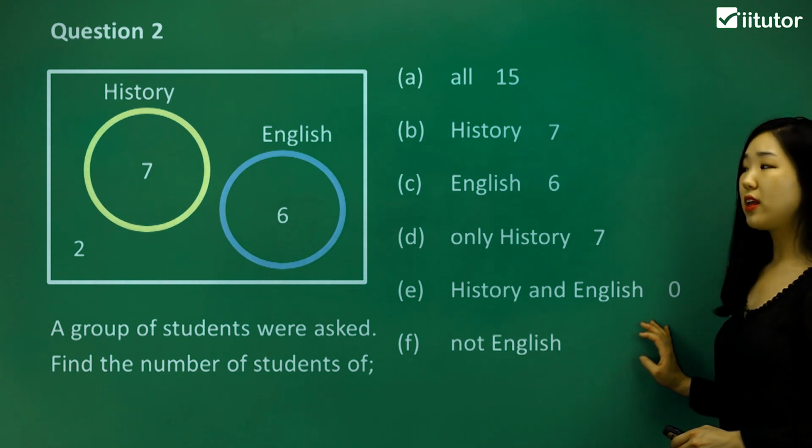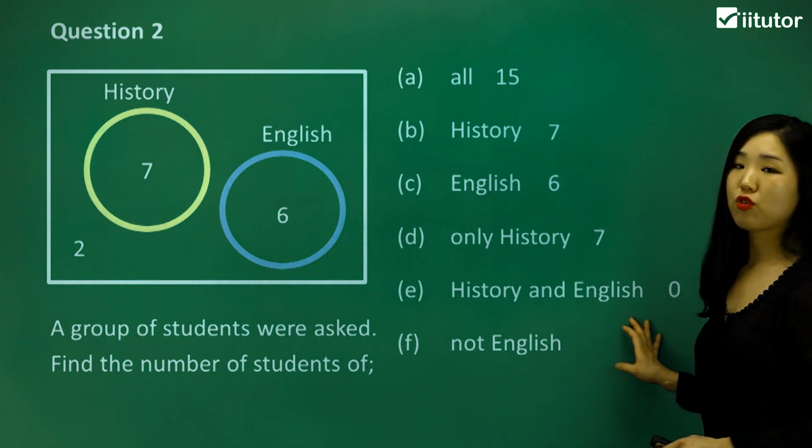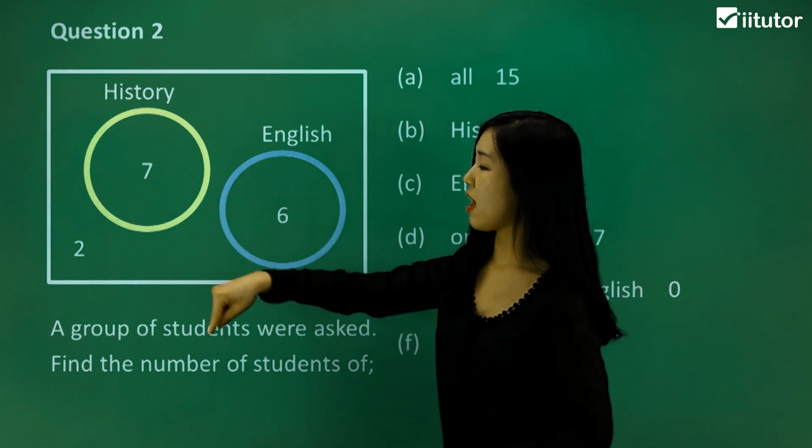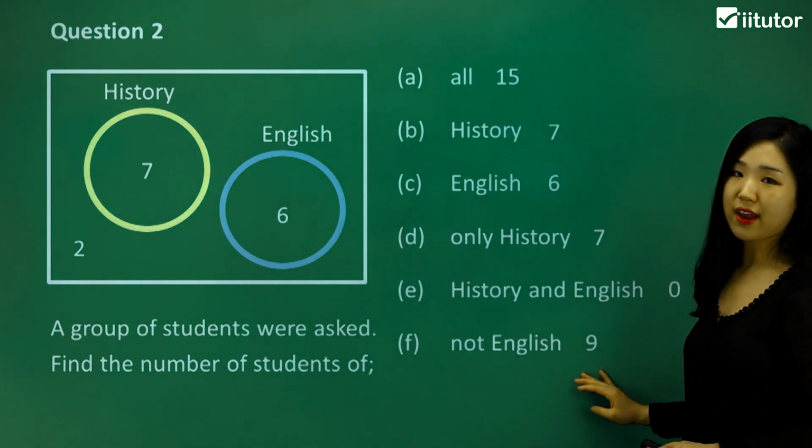Now, what about not English? Not English are the students who are excluding the people in this circle. So if we add everything else, 7 and 2, it would give us 9.